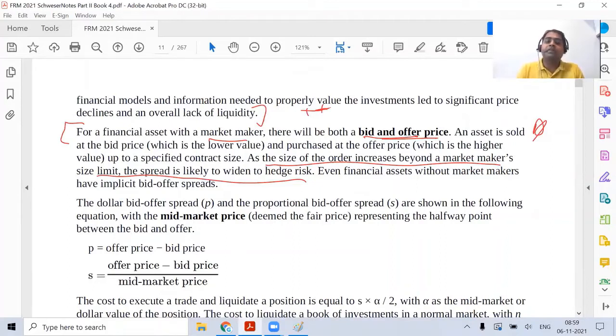Okay, even financial assets without a market maker have an implicit bid offer spread. This is primarily talking about buyer and seller fixing up the price. Okay, when you go to buy and sell, for example, if there is no market maker in between, if there is a buyer and seller, the buyer might quote a particular price and the seller might quote a particular price. That represents an implicit bid offer spread. There is no direct bid offer spread available if there is no market maker in the picture. Read this paragraph and we'll move towards the formula.